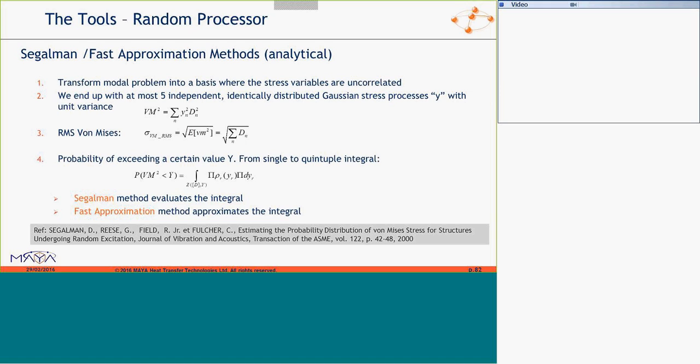And Monte Carlo on a real-life model would not be performant enough. So the default approach in industry is the Segelman method. For each element, the von Mises stress is transformed into at most 5 independent stress processes, identically distributed Gaussian processes of unit variance, and the random process has been studied in depth. We know how to compute values. The probability of the von Mises stress exceeding a certain value is defined by this integral here, which is a volumetric integral up to 5 dimensions.